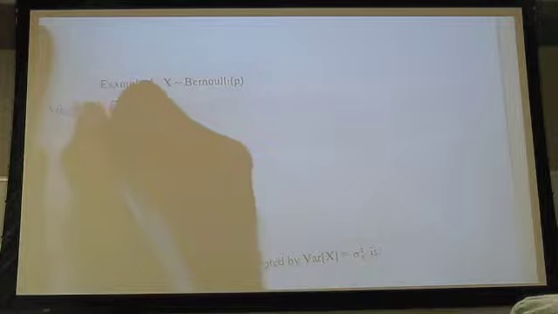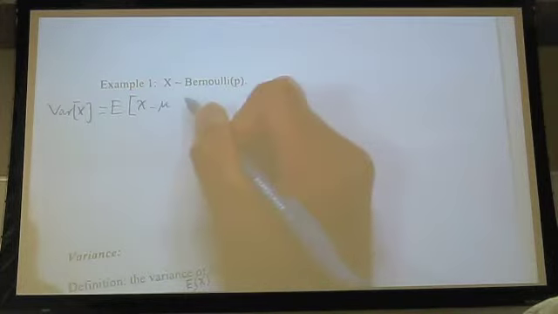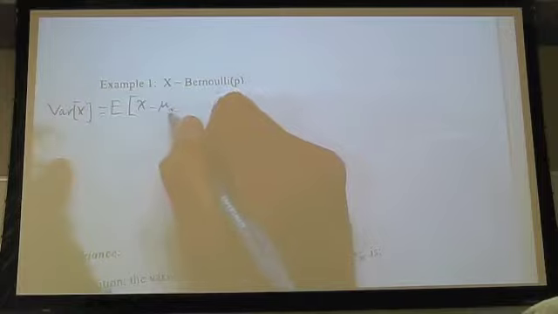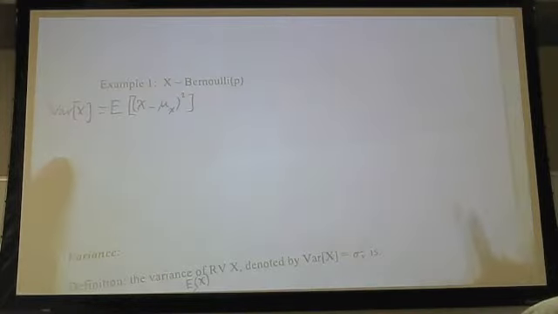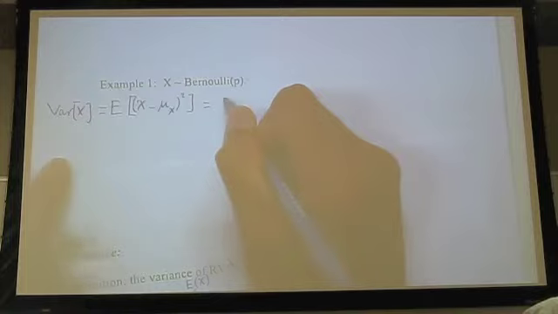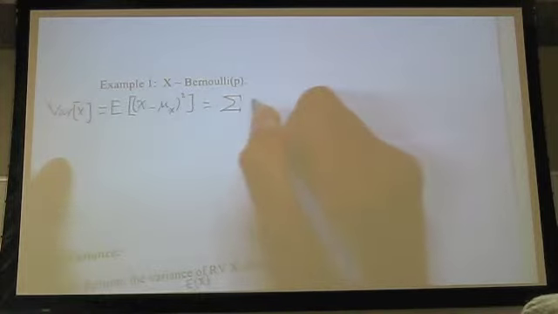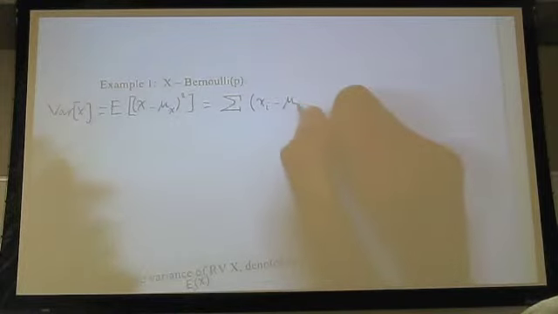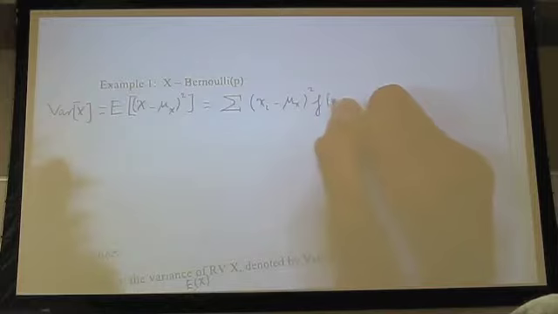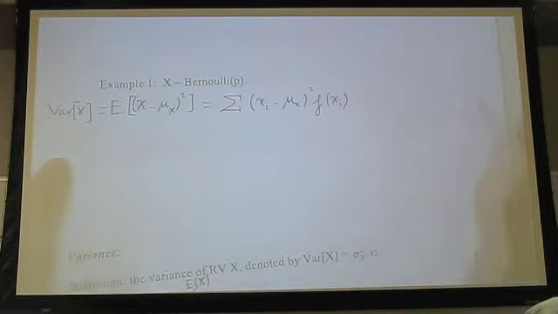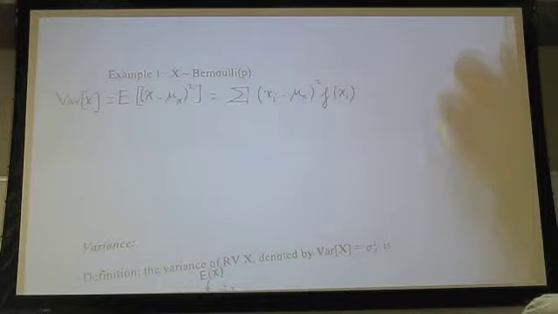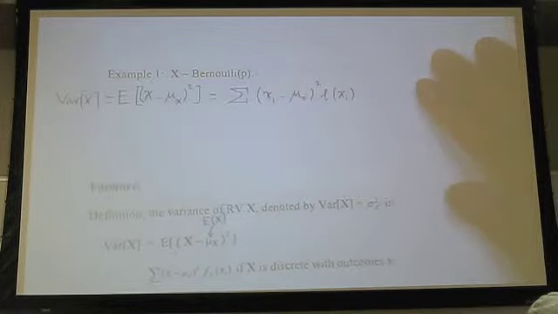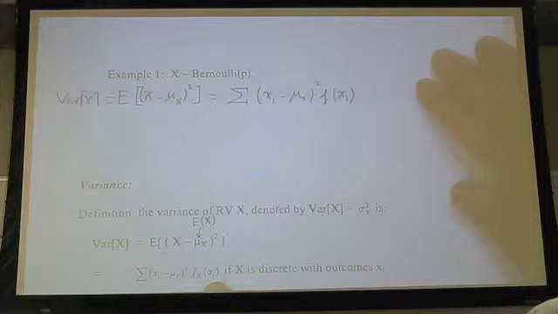The variance of x, by definition, is the expected value of (x minus mu) squared, which is the same thing as the summation over i of (xi minus mu sub x) squared times f of xi. Let's just copy down the formula right here. I haven't done anything yet, just use that formula.